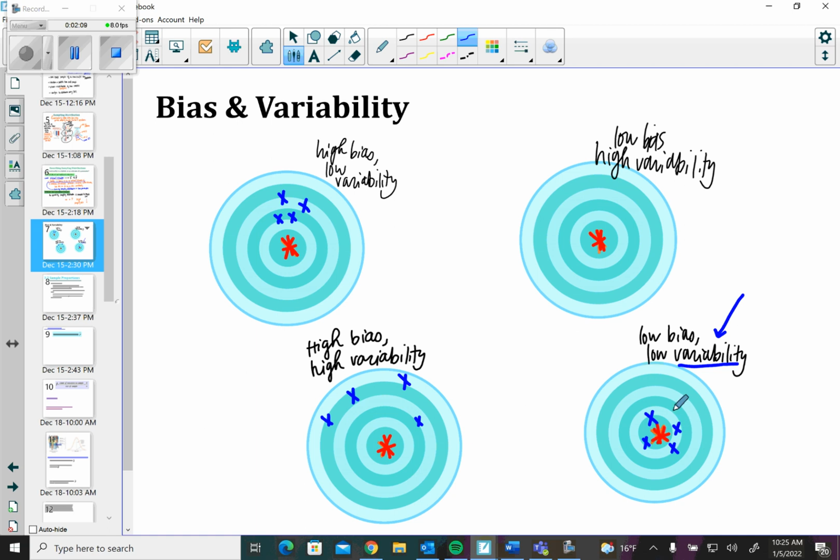And last but not least, low bias and high variability means I have some above, some below, but none are really very close to one another. This is not, and I said this at the beginning, you won't see this on the AP exam, but it is one representation that maybe will help you understand bias and variability a little more.